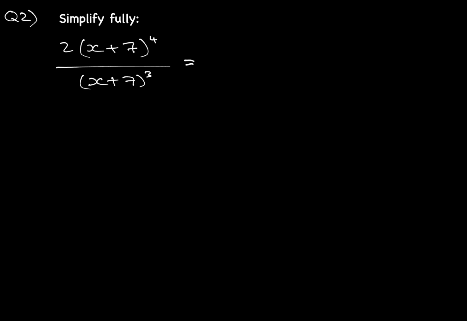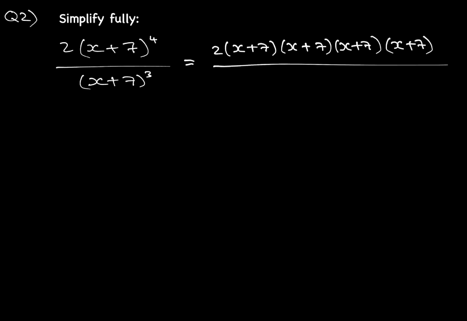Now in this example we've got simplify fully 2 brackets x plus 7 to the power of 4 over x plus 7 to the power of 3. It looks complicated, but the way you should think about it is x plus 7 to the power of 4 just means x plus 7 times by itself 4 times. So we've got 2 brackets x plus 7, brackets x plus 7, brackets x plus 7, x plus 7. I probably should have just copied and pasted that. And same for the bottom one. It just means x plus 7 multiplied by itself 3 times.